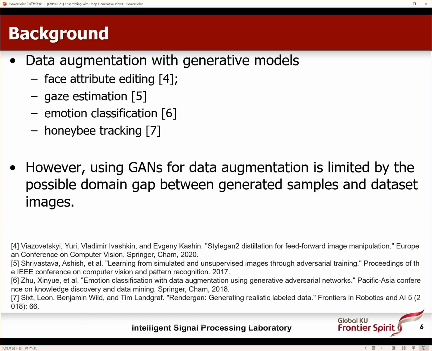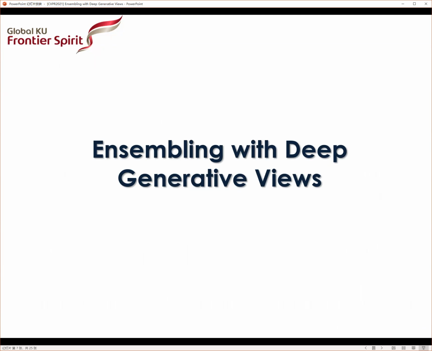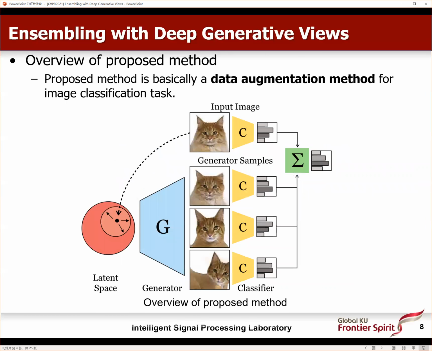In order to tackle this kind of problem, the authors of today's paper have brought an algorithm called ensembling with the deep generative views. So let's move to the proposed method. Overview of the proposed method. By and large, this ensembling with the deep generative views is a data augmentation method for a downstream task called image classification. You just need to remember it is only a data augmentation method for the image classification task.